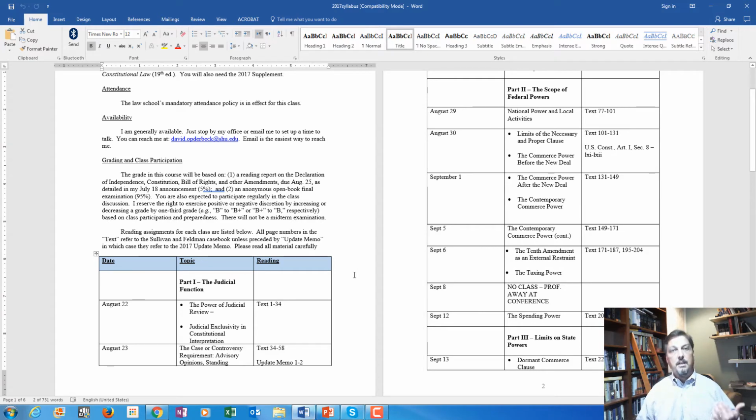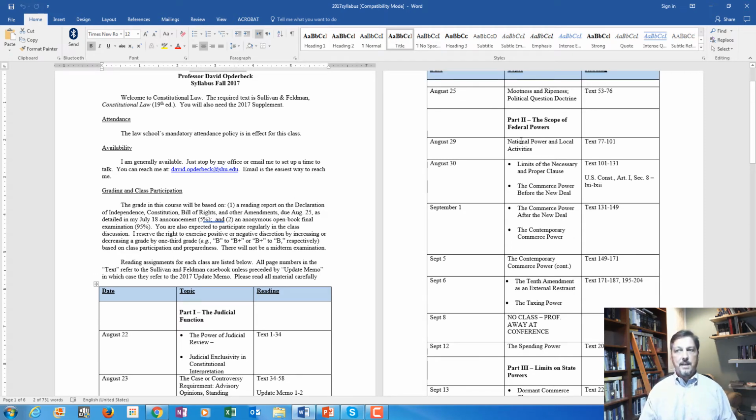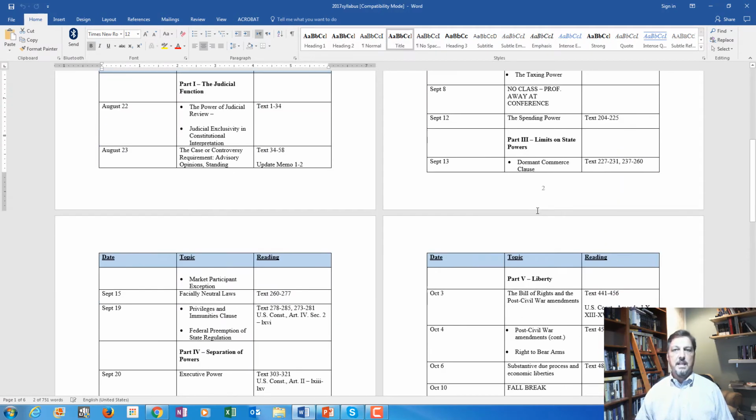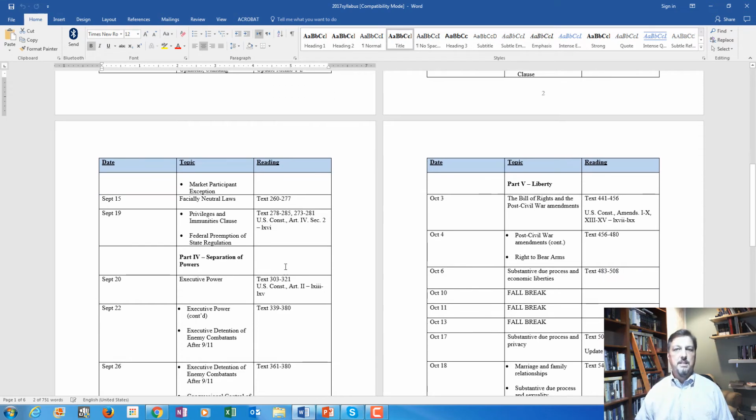When you look at the syllabus, you can see the structure of the basic constitutional law class. And I'm going to talk a moment about where we're starting with the judicial function. But you'll see we start with the judicial function. We talk then about the federal powers, and a lot of this has to do with the federal powers in relation to activities that are traditionally thought of as things that are regulated by the states, and we get into the Commerce Clause and some other things there. We then move into further limitations on state powers, and then we start to talk about separation of powers.